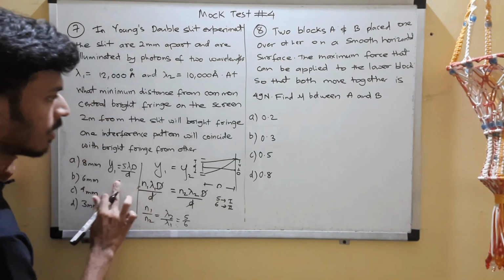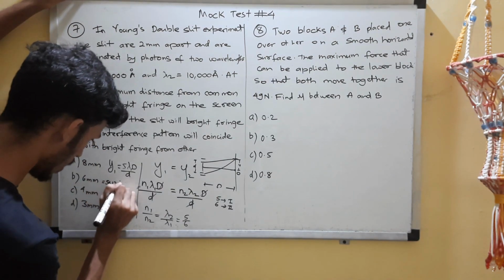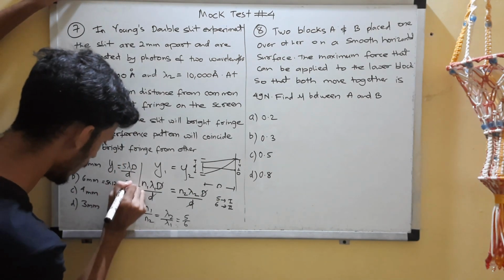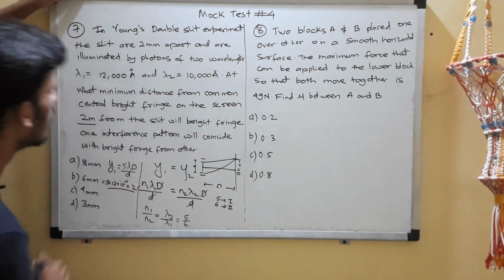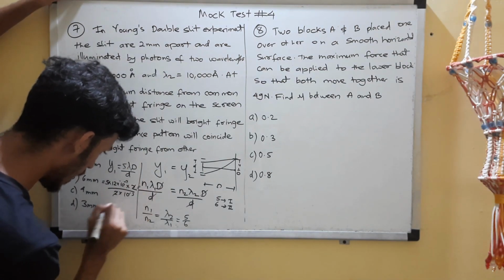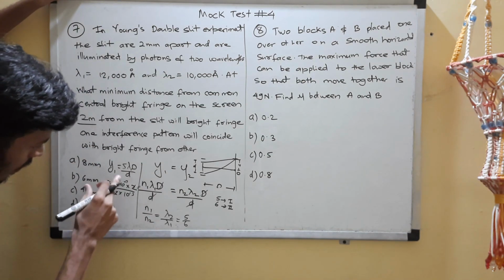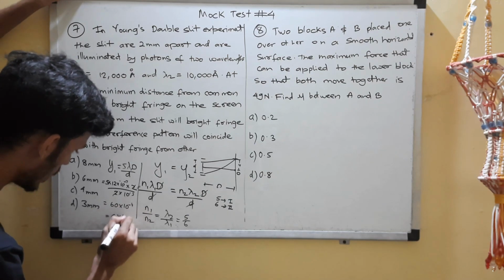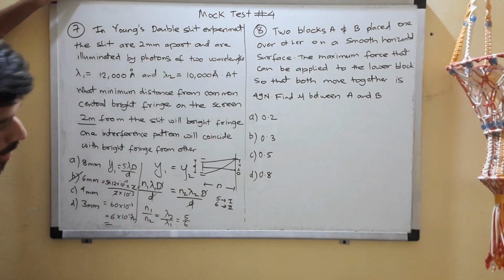I'll do it here only. 5 into 12 into 10 to the power plus 3 and minus 10, so minus 7, into capital D, which is 2 meters, divided by 2 millimeters. So 2 into 10 to the power minus 3, this and this will get cancelled. 12 into 5 is 60, and this will be 10 to the power minus 4. 60 into 10 to the power minus 4, or 6 into 10 to the power minus 3, which is 6 millimeters. This is in meters, and 10 to the power minus 3 meter is millimeter.